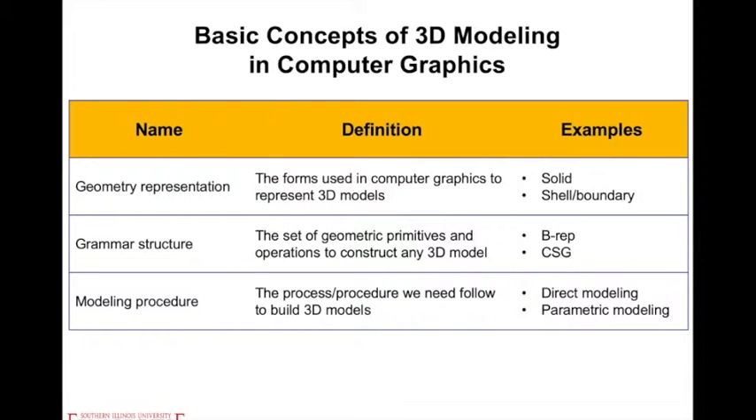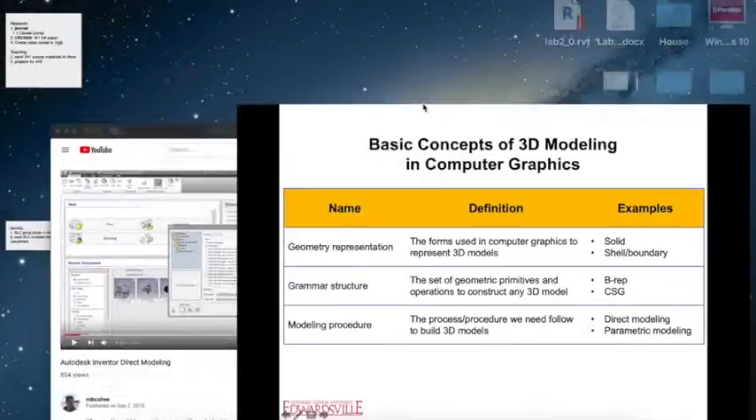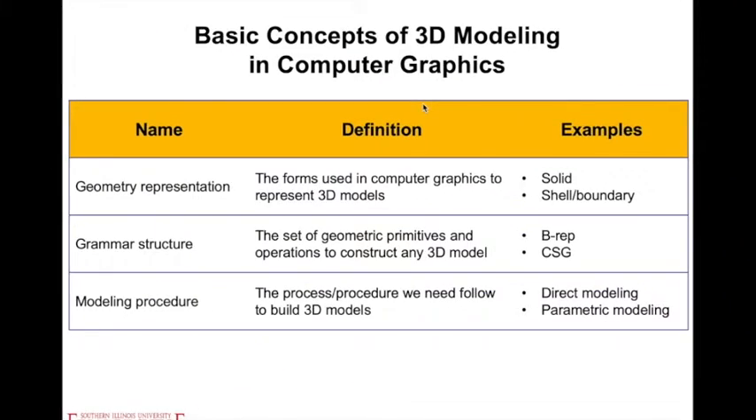The second concept is grammar structure. This is a set of geometric primitives and operations to construct any 3D model. The most common methods are B-Rep and CSG. We will talk about this in the following slides. And then the modeling process is the procedure we need to follow to build the 3D models, either direct modeling or parametric modeling. We will also compare the difference.